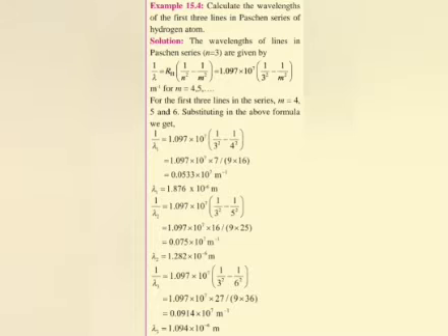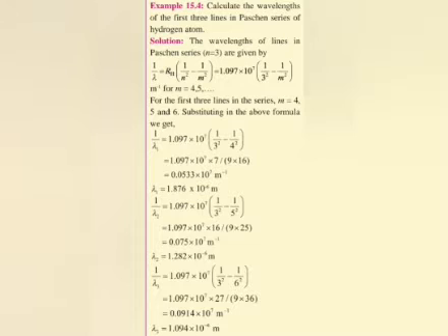Let's consider the lambda, that is when we are taking the reciprocal of this. So the lambda after reciprocal is 1.876 into 10 to the power of minus 6 meter. This is the reciprocal, that is the wavelength of the first line of the Paschen series.